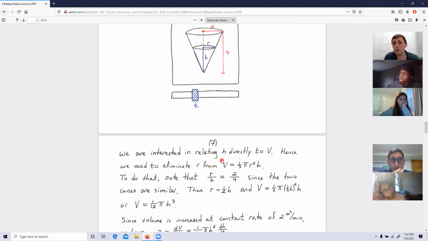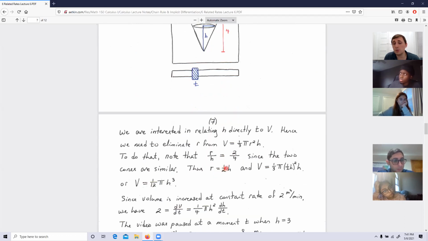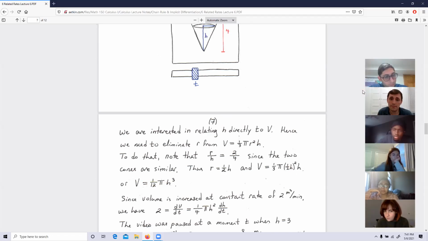Right? So that means r over h is 1/2, and r is equal to 1/2 h, which I immediately plug into my formula. So where I saw r, it's 1/2 h squared. Now that was r squared, now it's 1/2 h squared. So when I simplify it, I see that my volume just in terms of h is 1 over 12 pi h cubed. Are you still following? Make sense?